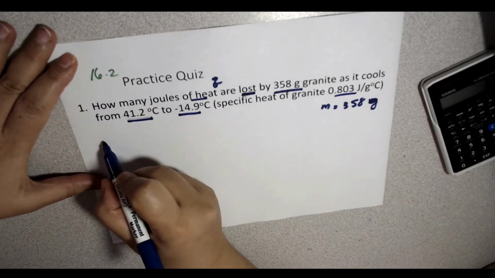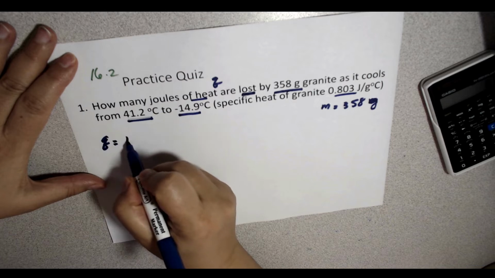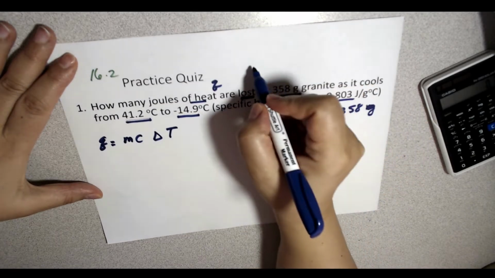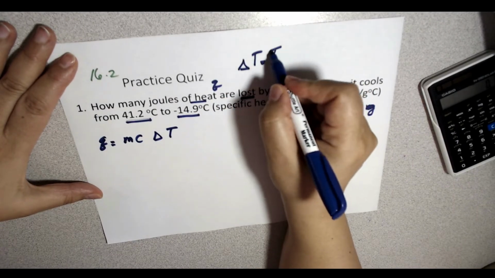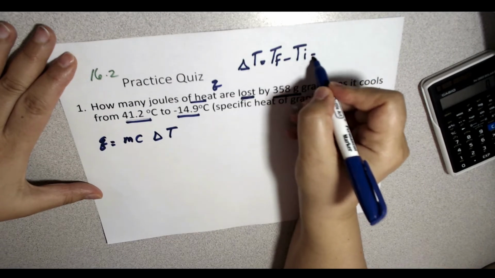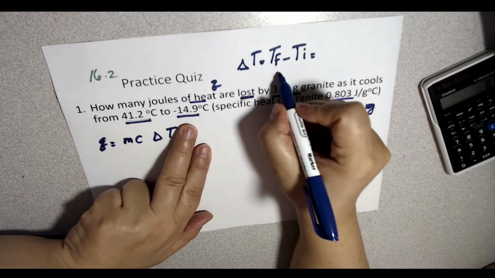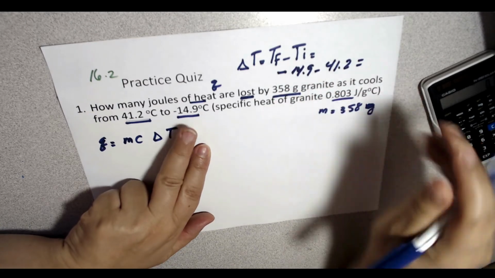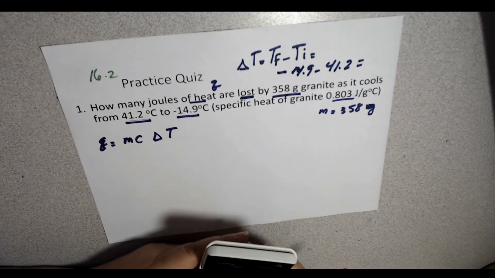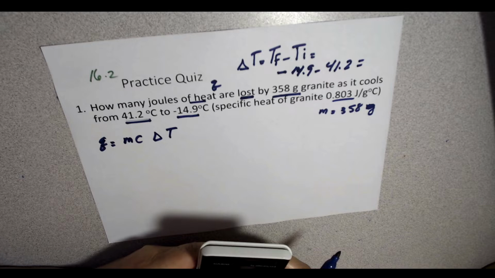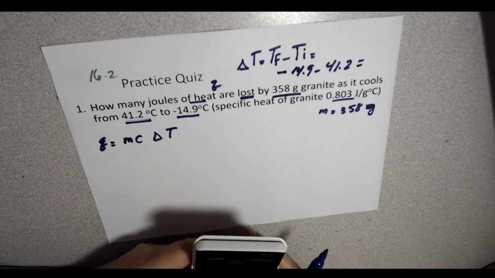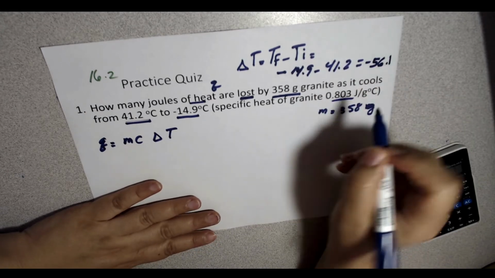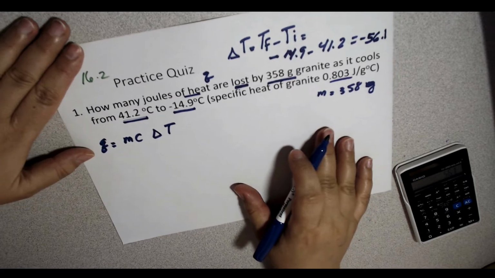All right, so we know that Q equals mc delta T. So let's start with delta T. Let's put that delta T right here. Delta T is final minus initial, which is final is negative 14.9 minus 41.2. So it's negative 56.1 degrees Celsius, and we're ready to plug in.